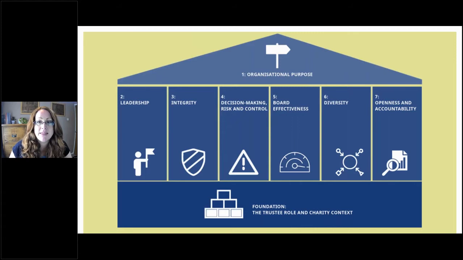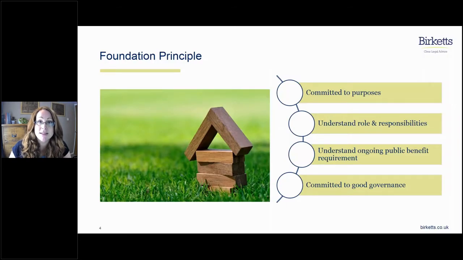Okay, so to begin with, there is the foundation principle, which you will see at the bottom there. This is a set of assumptions upon which the code is built. All this is saying is we assume that as a charity trustee, you are committed to the purposes of your charity. You understand your role and responsibilities as a charity trustee. You also understand the requirement for an ongoing public benefit from your activities as an organisation, and you are committed to good governance. Those are the assumptions upon which the code is developed. So the code does not go into any detail about your role and responsibilities or the public benefit requirement, for example.